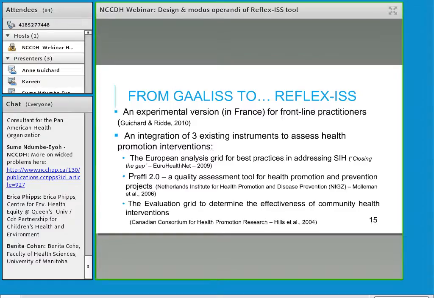The final tool on which our own work was more specifically based is an evaluation grid to determine the effectiveness of community health interventions. It was created by the Canadian Consortium for Health Promotion Research. This grid's strength is that it focuses on the qualitative dimensions of projects, on understanding the dynamics of an intervention process and how they are closely linked to the context in which the interventions are being carried out.